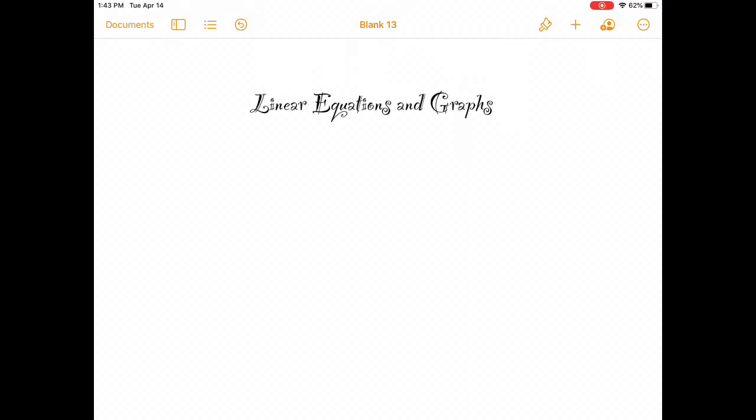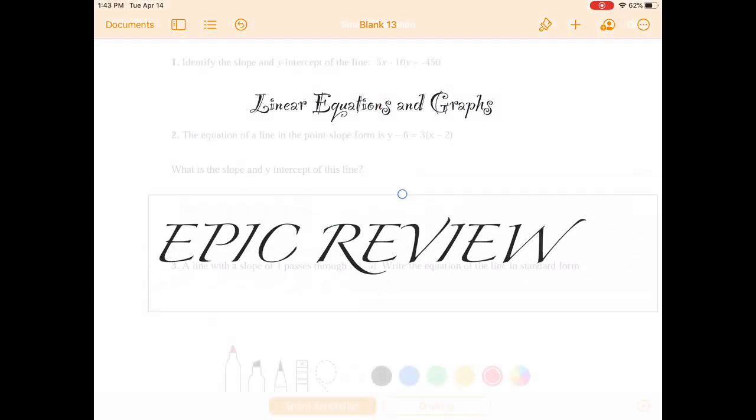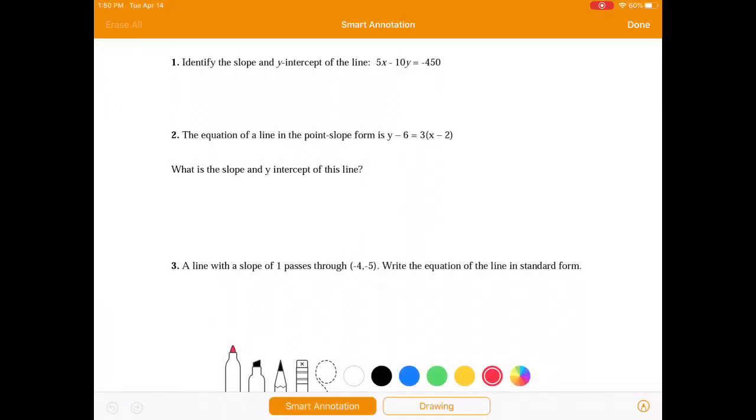All right, algebra class, you've got a Study Island assignment coming up that has a lot of content from linear equations and reviews. So now it is time for the epic review. I've got problems that are very similar to the ones that you're going to see on your Study Island assignment. There are 10 of them.